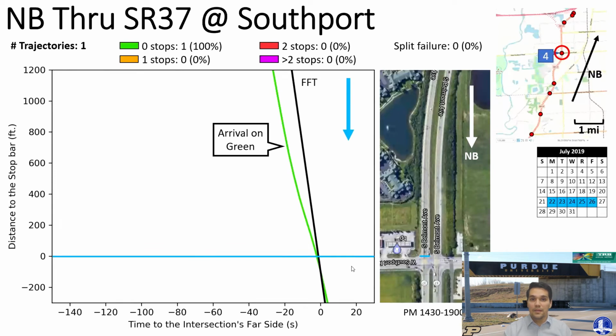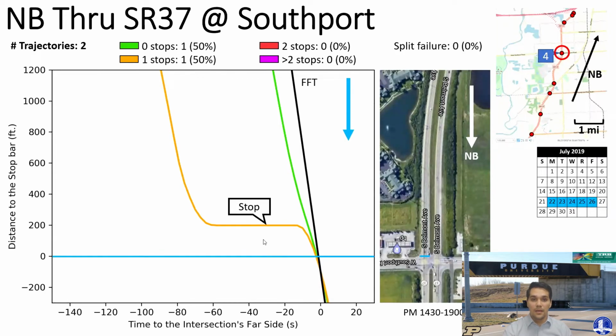Now we have the same graphic that we had before, but now we're color coding the trajectories based on the number of stops instead of the level of service that the trajectory is given. So if a trajectory does not stop when crossing through an intersection, we're going to categorize that trajectory as having arrived into the intersection during the green phase of the cycle. When we have trajectories that have a horizontal flat line, that means that trajectory is a vehicle stopping.